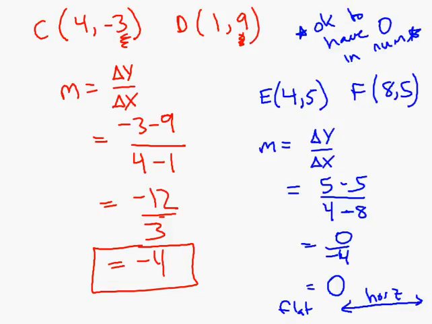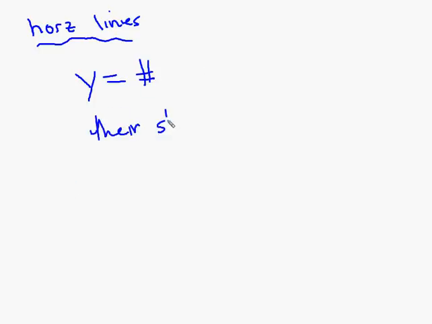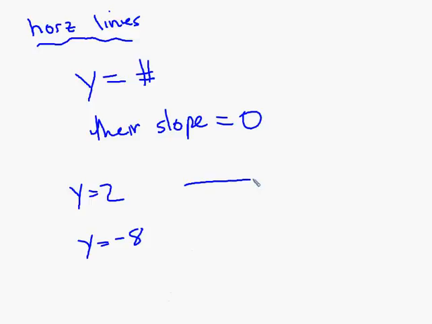Horizontal lines, and let's formalize that on this next page. Horizontal lines have the form y equals some number. Their slope is what? 0. So y equals 2. y equals -8. So on and so forth. They are all flat. They're horizontal. Memorize. Now that brings us to the opposite though, vertical lines.